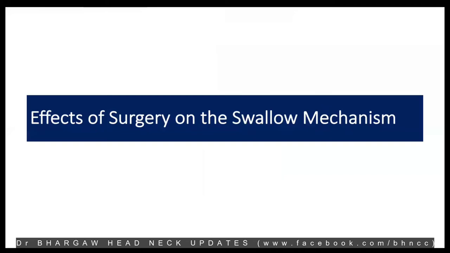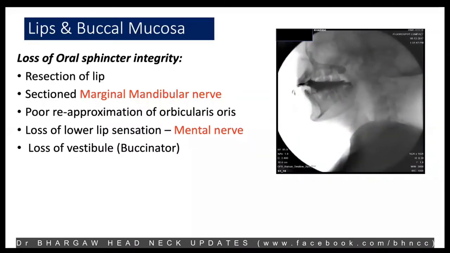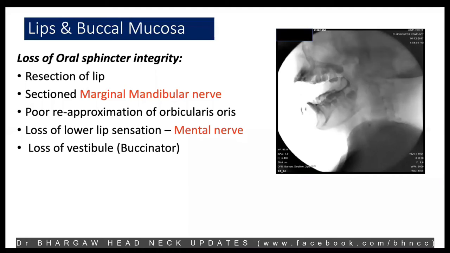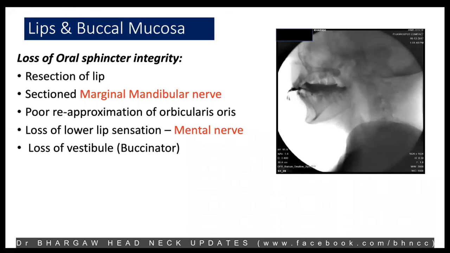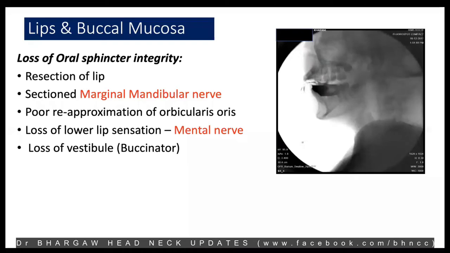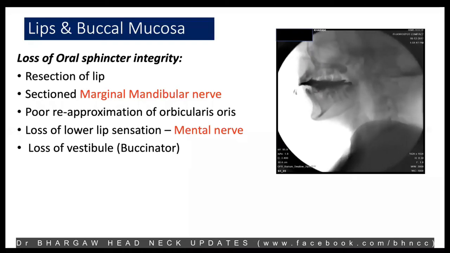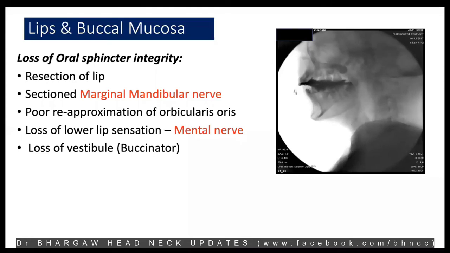Now, coming to the effect of surgery on the swallowing mechanism, I'll start telling about each of the head and neck subsites and what problems you can anticipate when you have patients going through a surgery. So if the patient undergoes some surgery on the lip or the anterior part of the buccal mucosa, or a lip split incision, sometimes the marginal mandibular nerve can be sectioned, and that leads to weakness of that particular part of the lower lip.